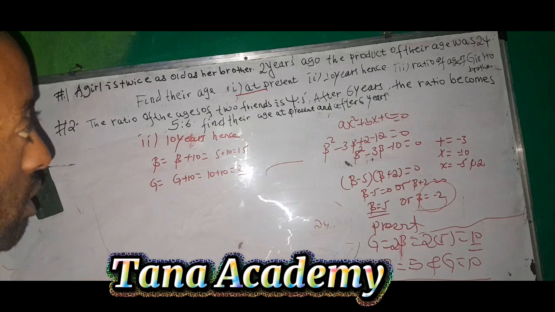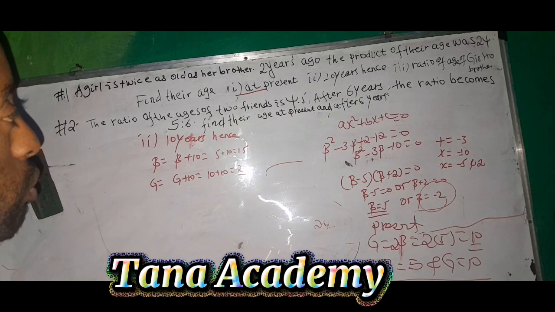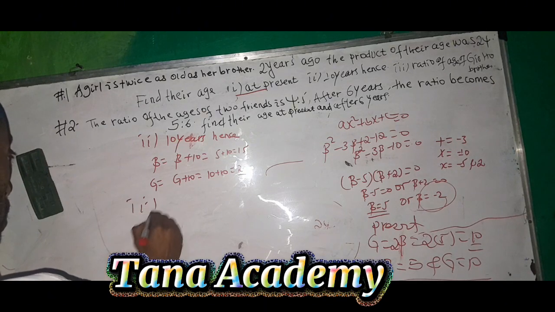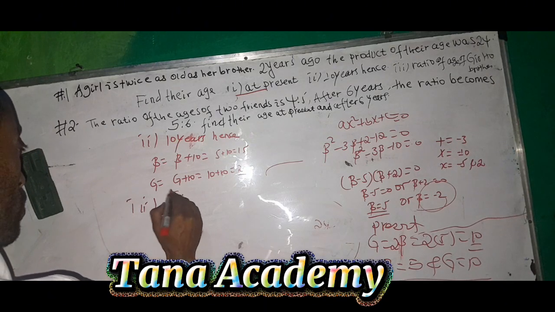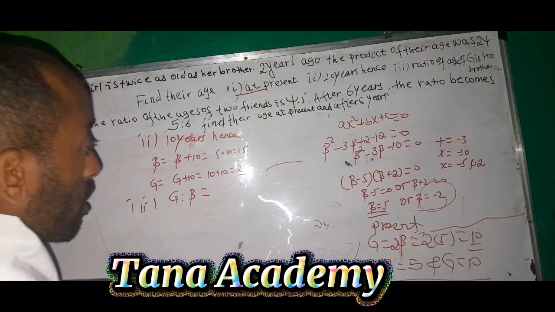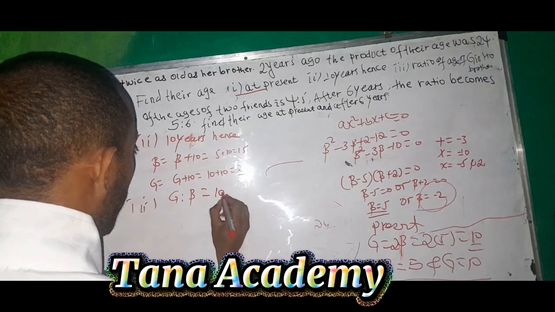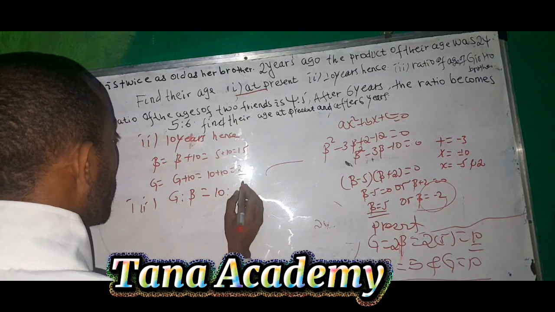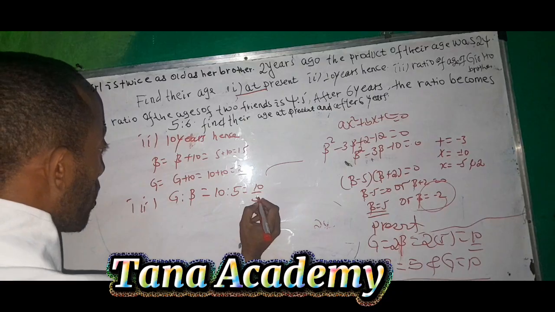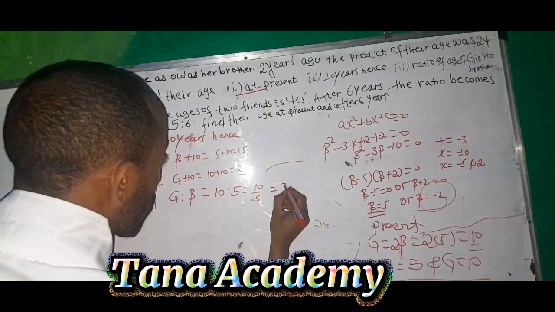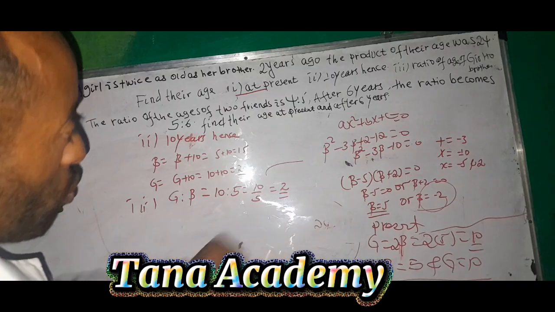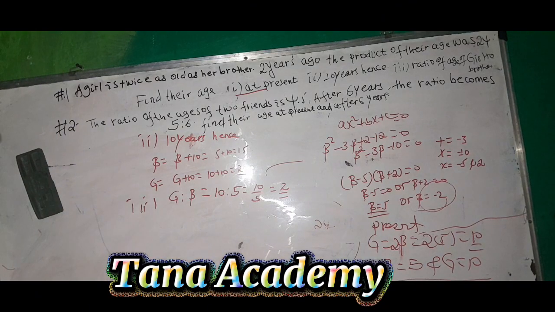Roman number 3: find the ratio of the age of the girl to her brother. The girl is 10 and the brother is 5, so 10 over 5 is equal to 2. That means the ratio of their ages is 2. This is all about question number 1.